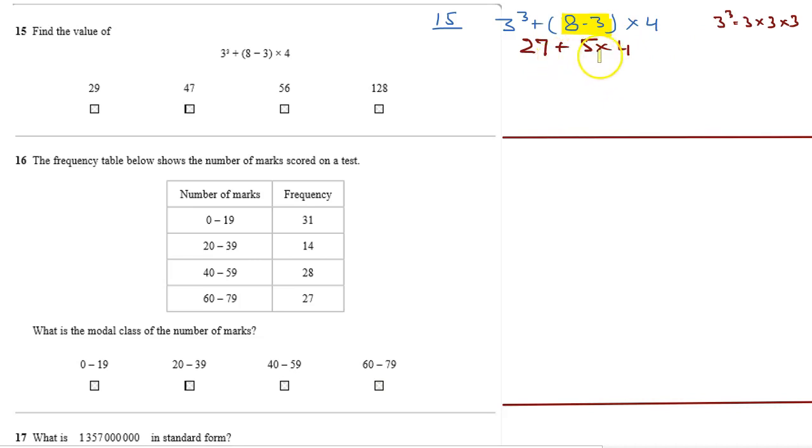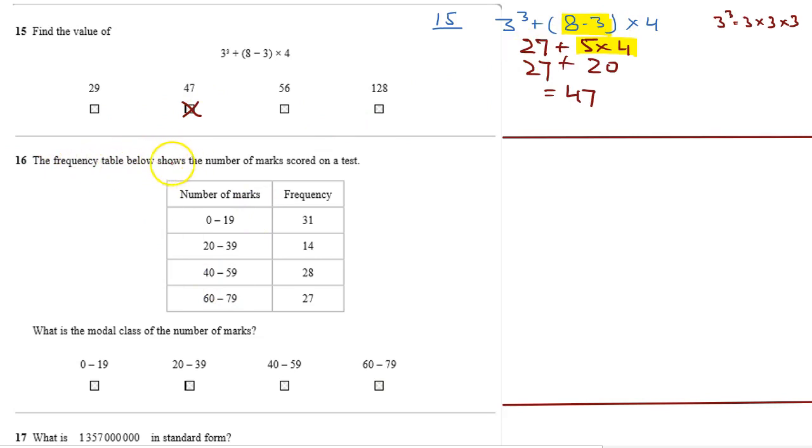Now again, whether we add it, we write 27 plus 5 times 4. So first you multiply. So that will be 20. And this is 27. So it will be 47. So this will be the answer.